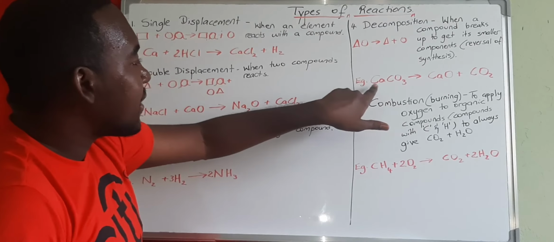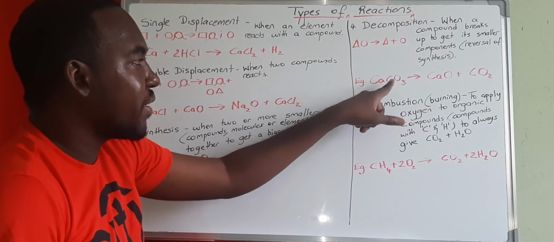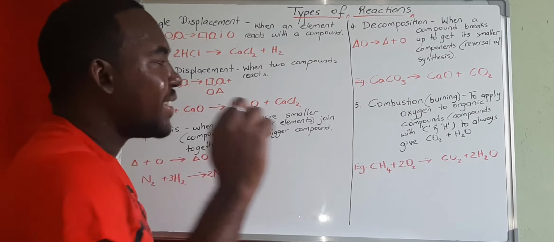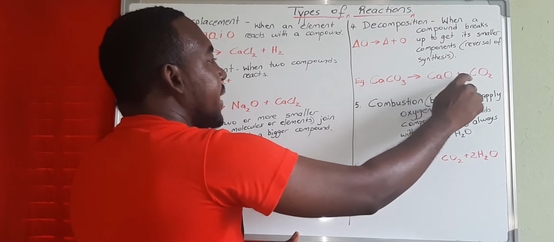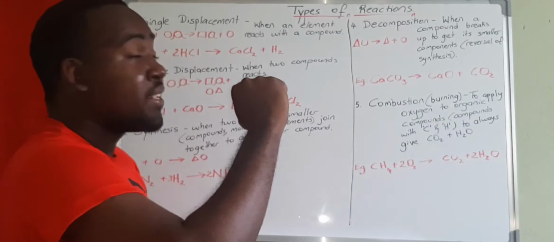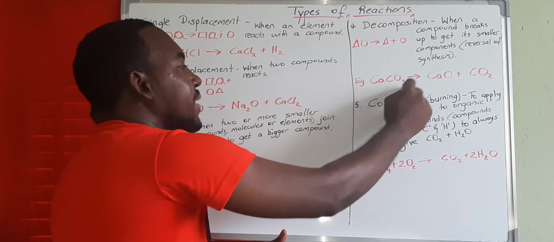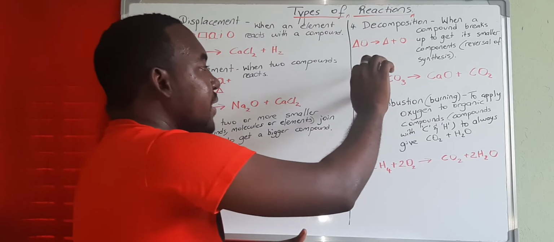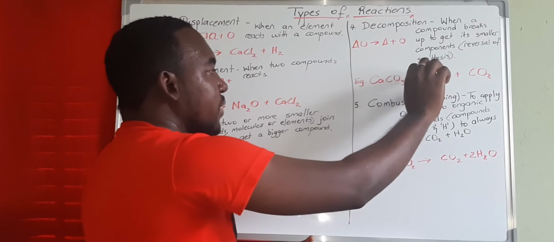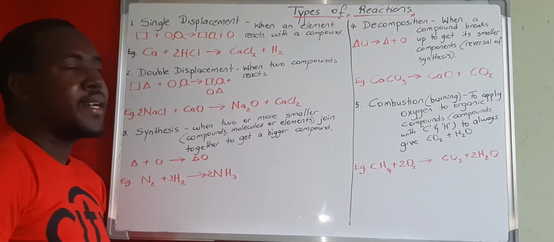So in this example, we have calcium carbonate. So we notice this is a big compound here. So when we apply heat to calcium carbonate, it breaks up to give calcium oxide and carbon dioxide. So we notice there is no displacement of anything because it's only the one thing that is on our reactant side. So it breaks up from this big molecule or compound to calcium oxide and carbon dioxide.